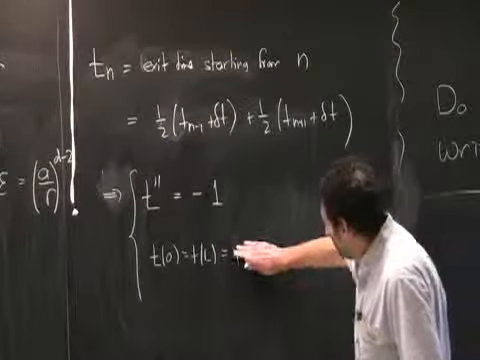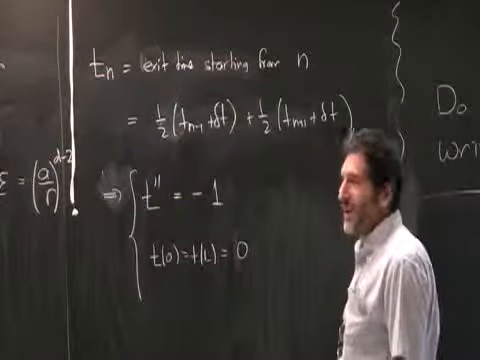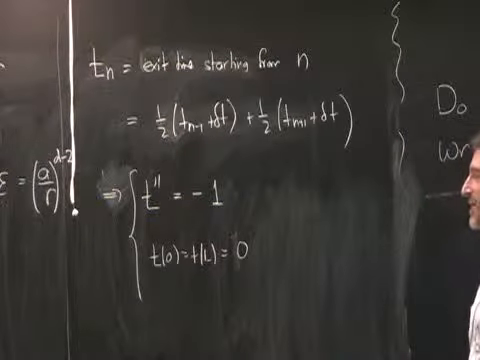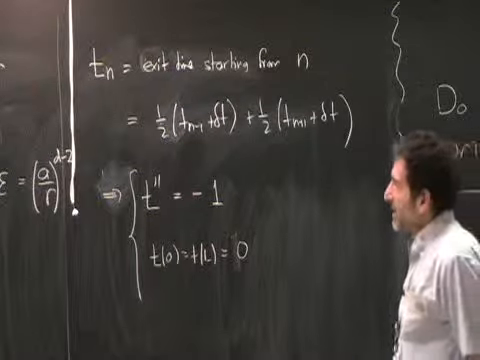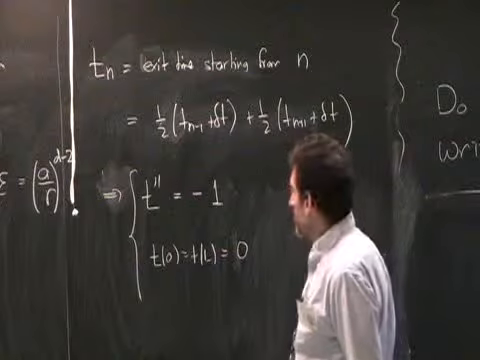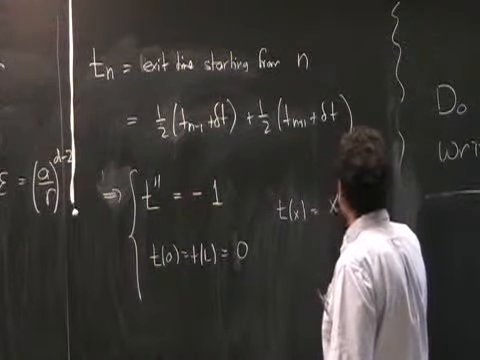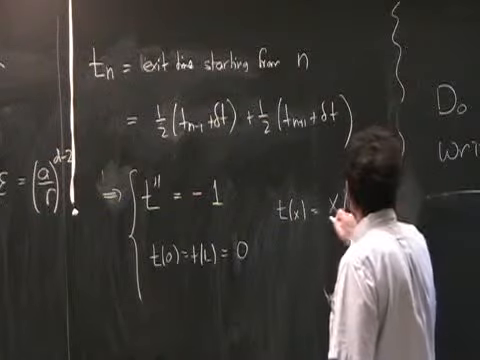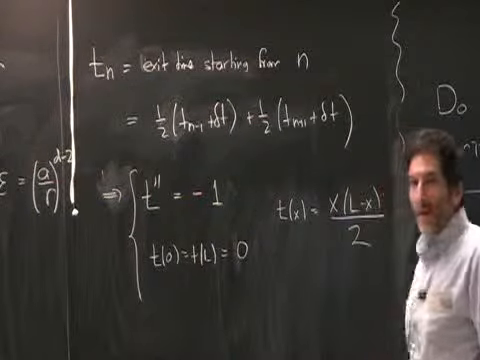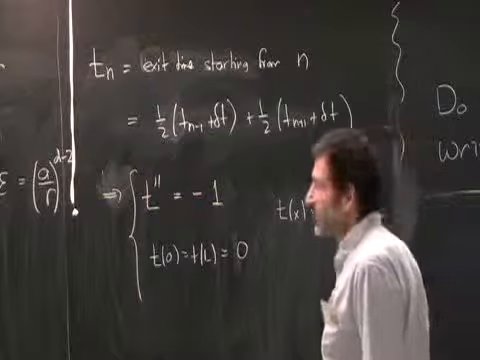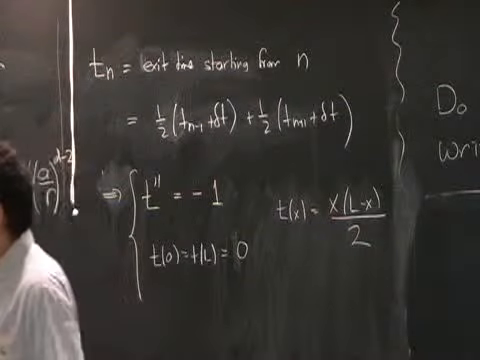So if I start at the boundary, then I'm already there. It doesn't take any time to get to the boundary. And this problem you can also solve very easily, and the answer for this is T of x equals x L minus x over 2. And I'll leave you to ponder the consequences of this very simple result.